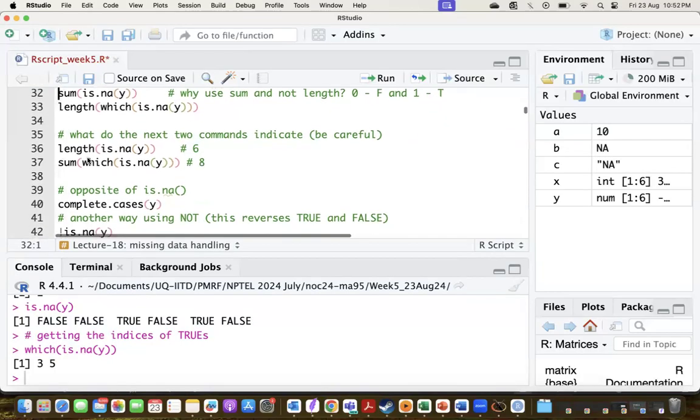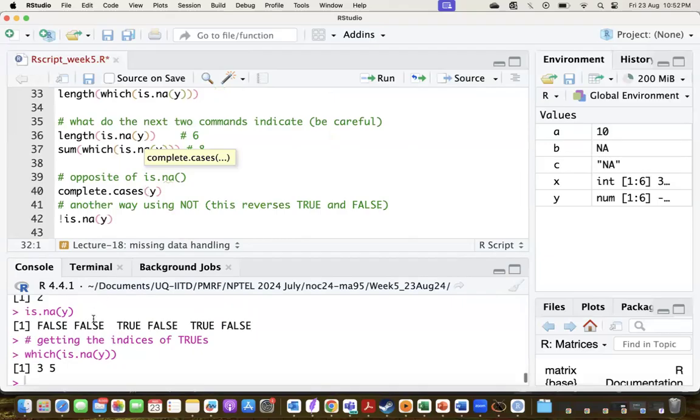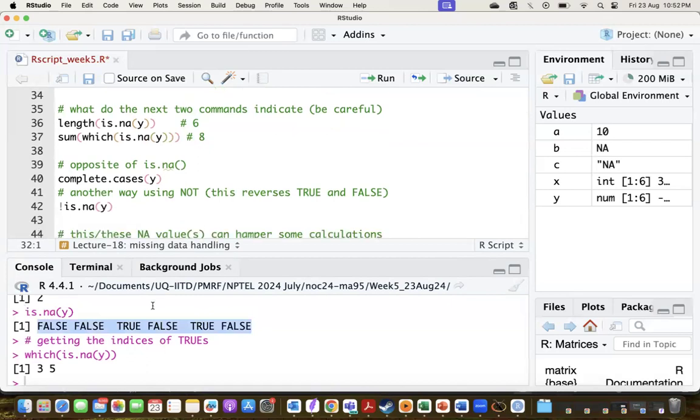Okay, so we just talked about is.na, where it's very obvious from the wording that we are finding whether or not something is NA. The kind of opposite, if you want to find which cases are not NA, right? So here we got this as the output. We got the third and fifth position as trues. Now, if we would have wanted the opposite of this, there are two ways of doing it.